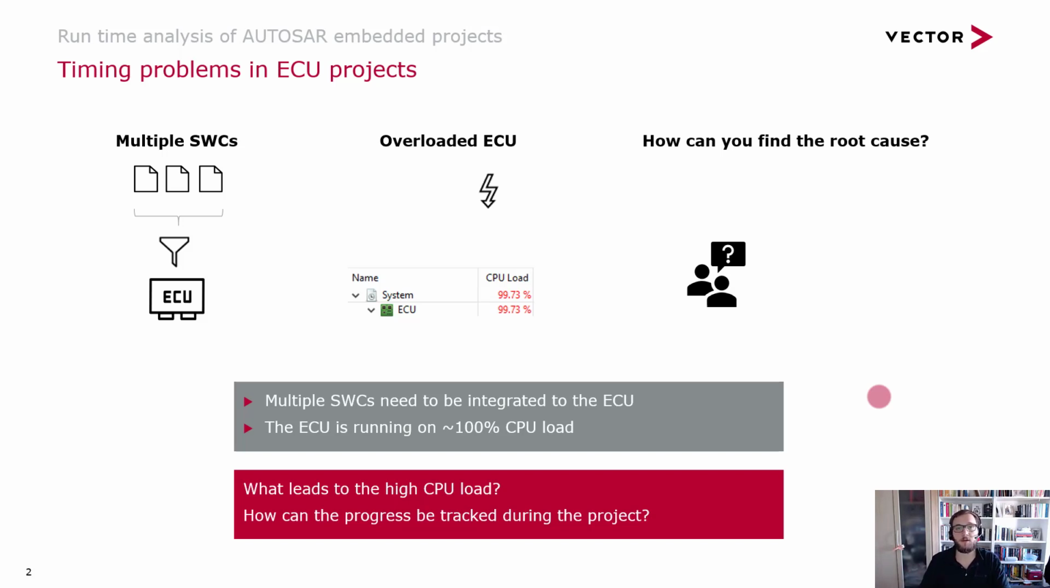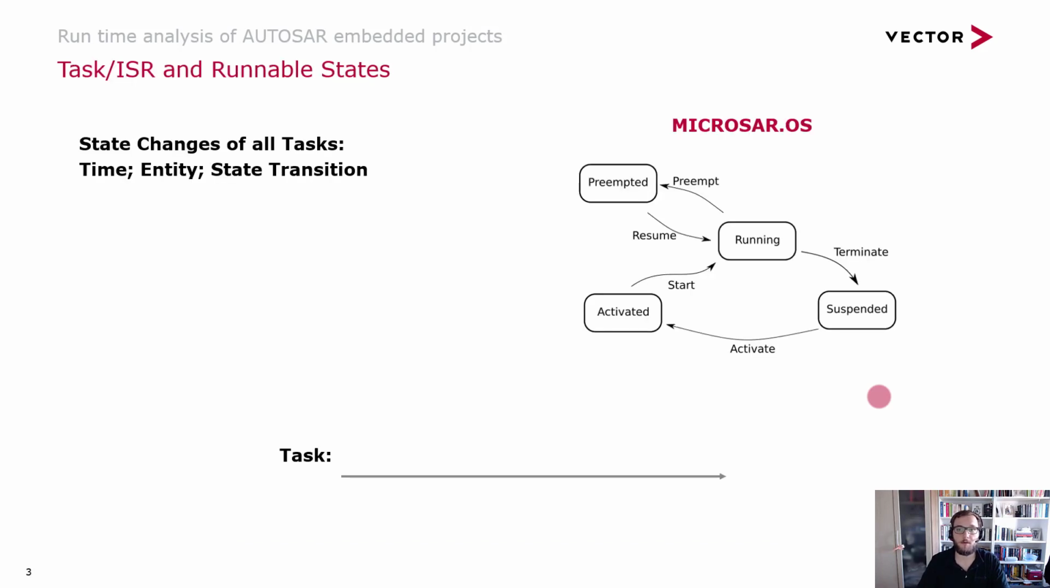And how can all these requirements be tracked? In order to get to that point, we will first of all need to spend a little bit more time on the theory part and understand how different tasks can change their state. So let's have a look at the different states that the microSAR OS is providing. We have here a running state. So this means the task is actively running on the core. The task can also be preempted if another task is running on the core because it has a higher priority. And in the end, somehow it will be suspended until it gets activated again.